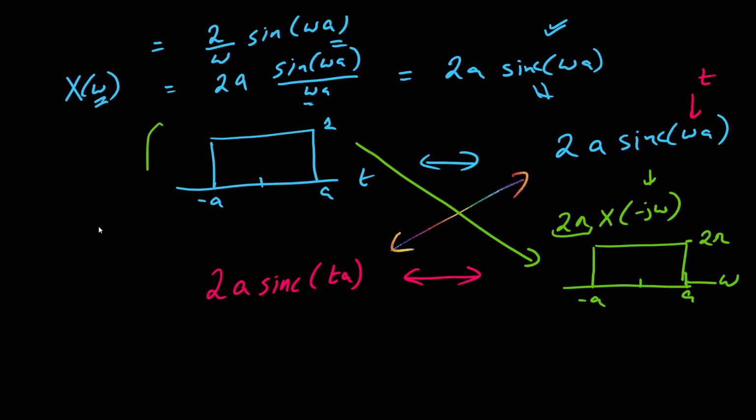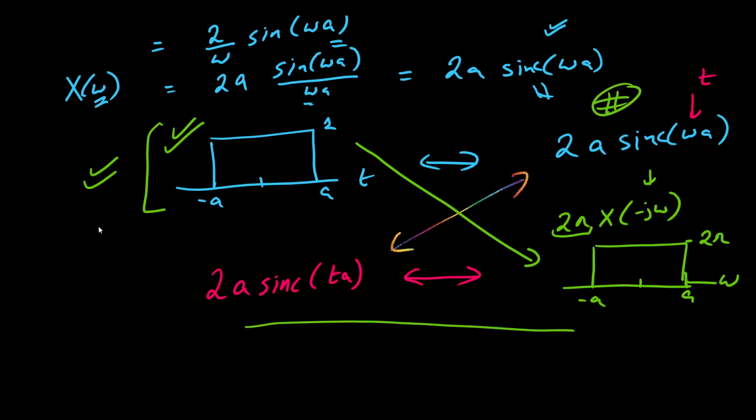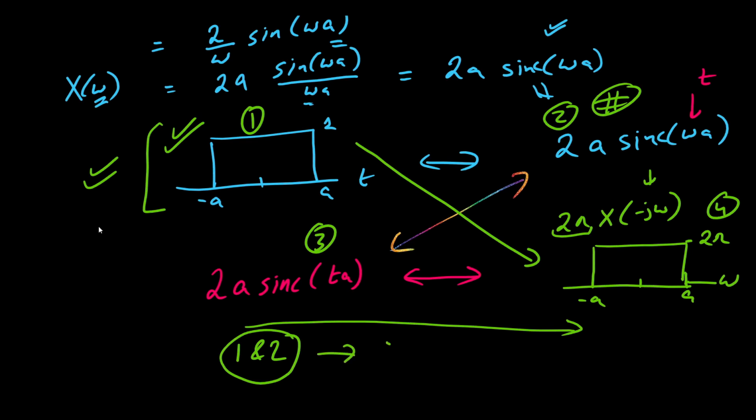So more often you would be given this information, or you can extract the Fourier transform of this signal, which is over here, as we have done. After that, this translation is quite easy to make. So if we symbolize, say, this is 1, 2, 3 and 4, most probably you would be given the information which is 1 and 2. So you can extract out 3, and from 3 you can go to 4.